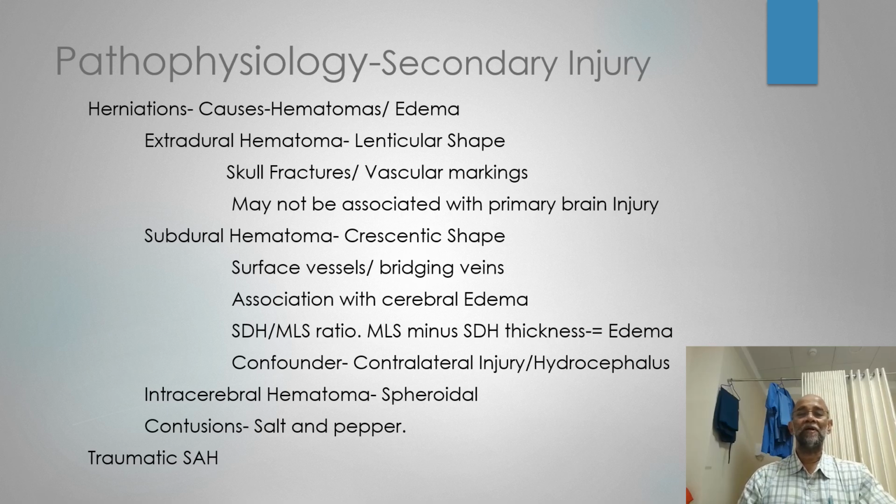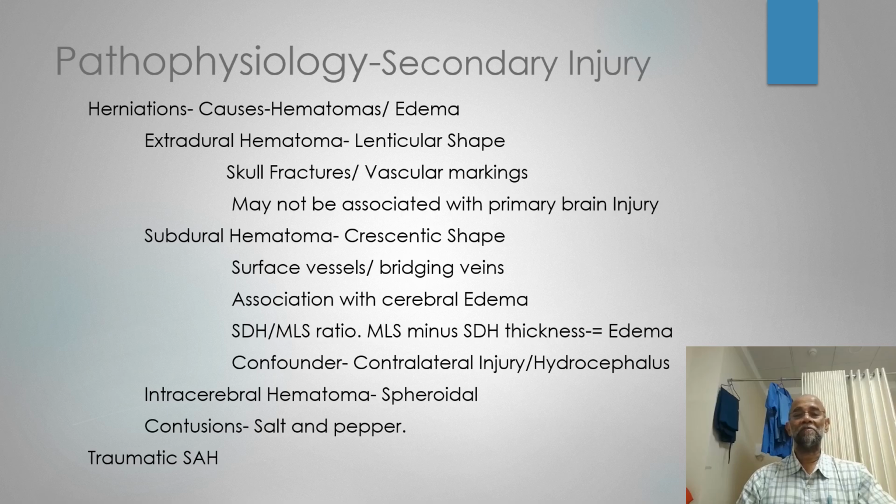So these herniations can be produced by hematomas, as we said. And where do the hematomas occur? Hematomas may be extradural, usually lenticular in shape, usually associated with skull fractures, but in children can occur even without a skull fracture. Skull fractures across vascular markings are especially prone to produce extradural hematomas.